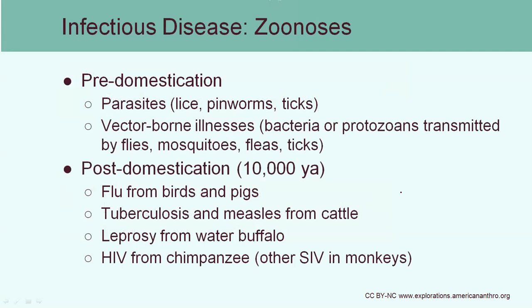Now let's look at specific types of infectious diseases that are called zoonoses. These are diseases that are spread from animals. In our pre-domestication days or pre-agricultural days, our primate ancestors definitely had parasites. We talked about how grooming can help remove things like lice or ticks off of the fur, so keeping your fur clean will improve your health. And there were definitely vector-borne illnesses as well, especially in the tropics, where flies, mosquitoes, and other insects like to live. When they bite one host, they pick up the bacteria or protozoan, and then they bite another host and transmit the illness that way.